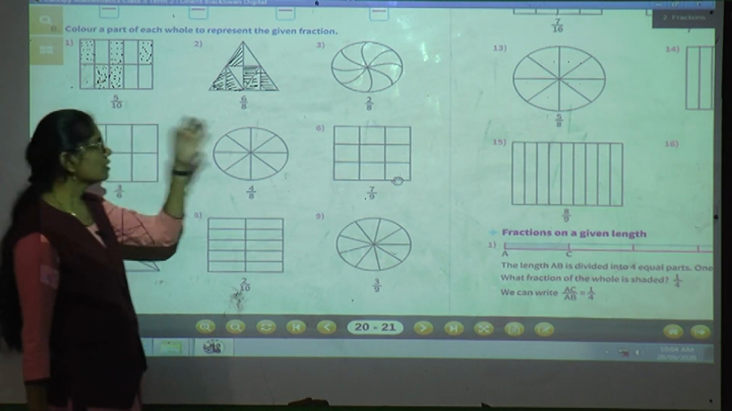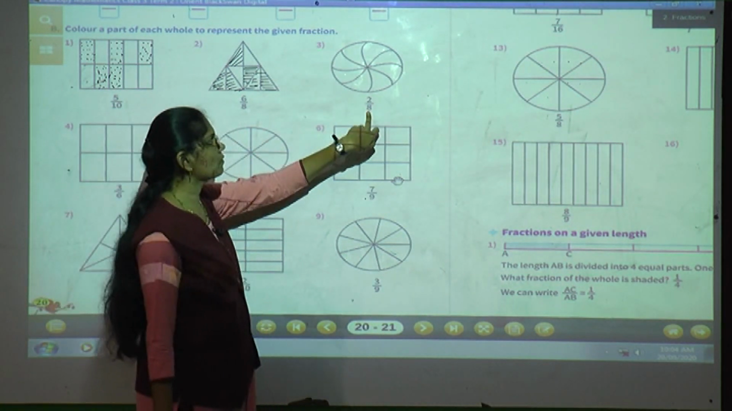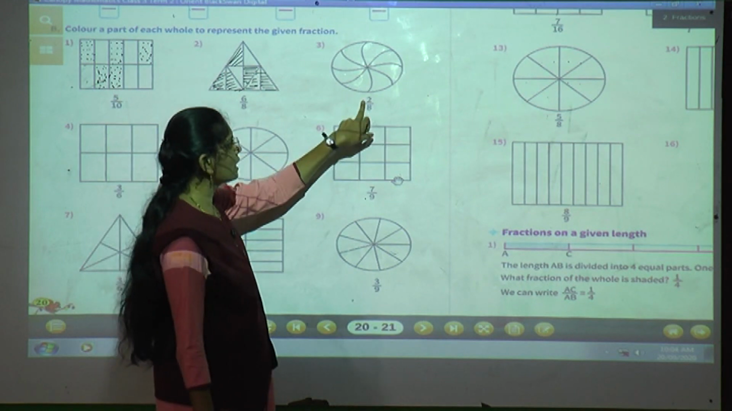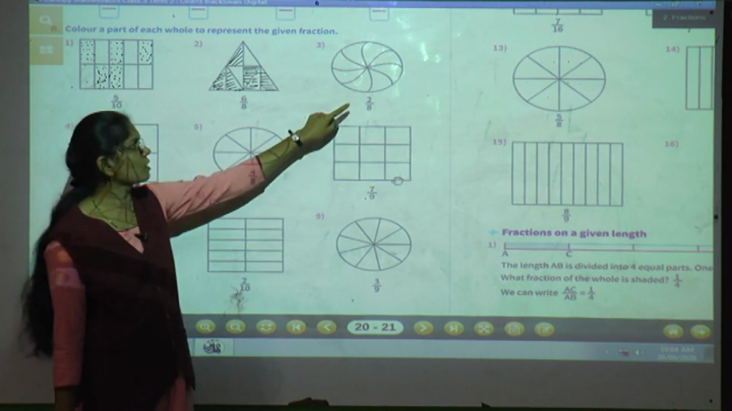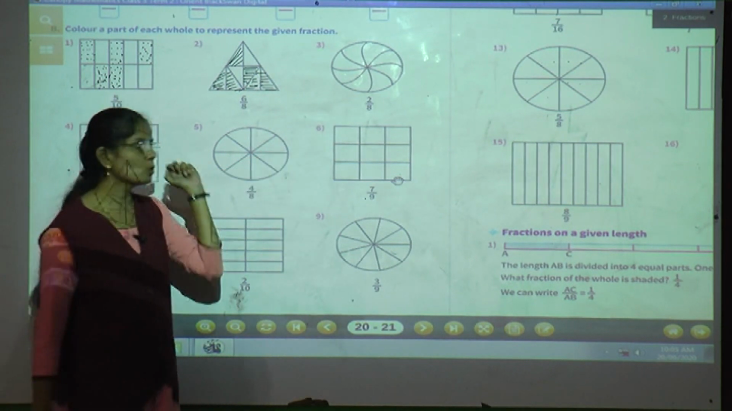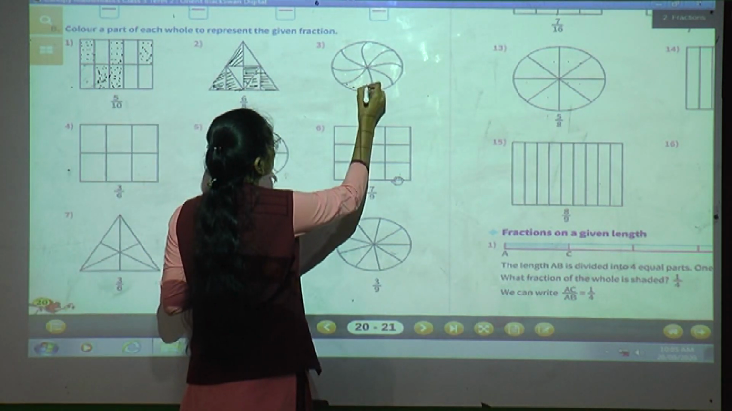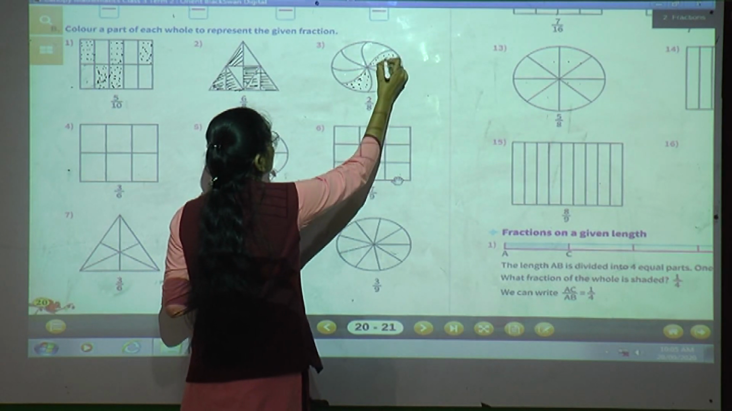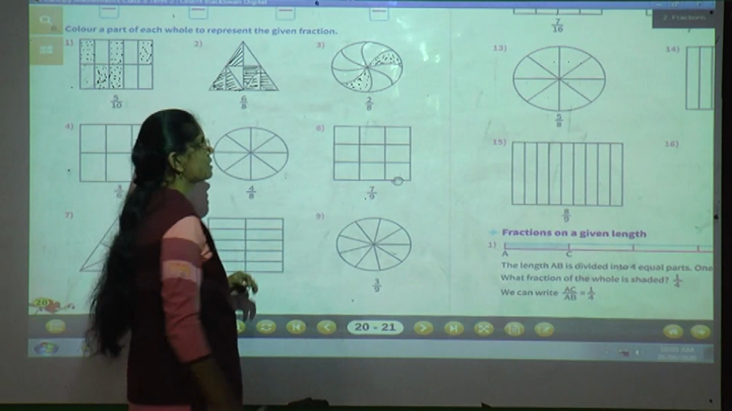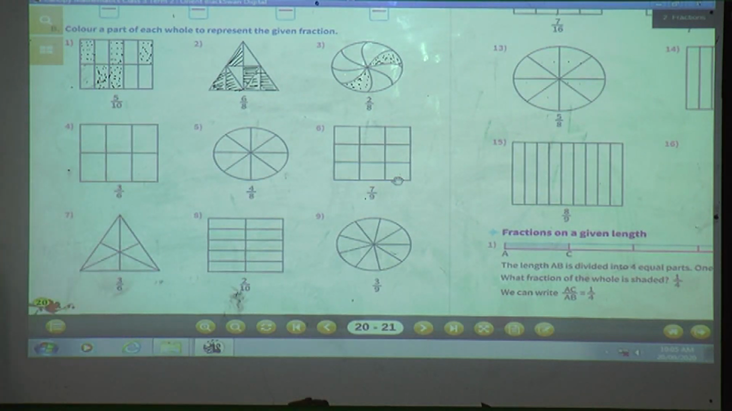Then next, here this whole is divided into 8 equal parts, and out of 8 parts we have to color, yes, how many parts? We have to color 2, because what is the numerator? Numerator is 2. So we have to color 2 parts. So color 2 parts in this example. Okay, then we'll move to the next, this one, fourth one.